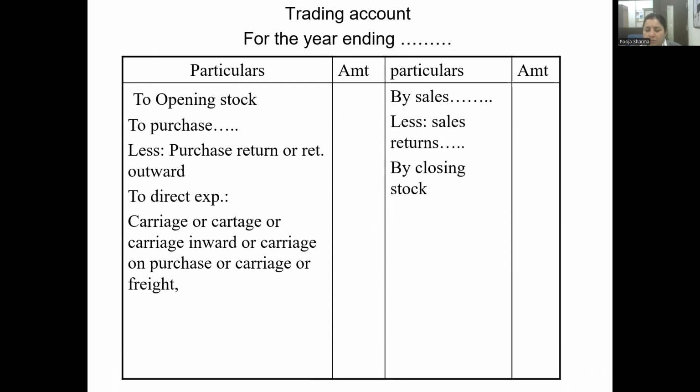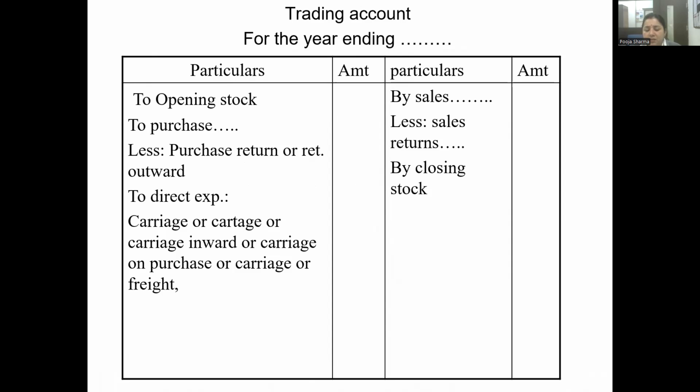Here you can see the format for preparing the trading account. On the debit side, there is opening stock and purchases. To calculate the net purchase, you deduct the amount of the purchase return, and the net purchase is written in the amount column.